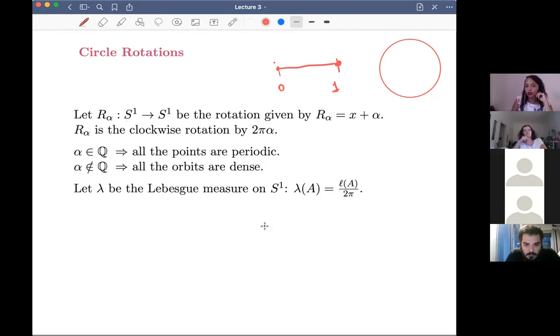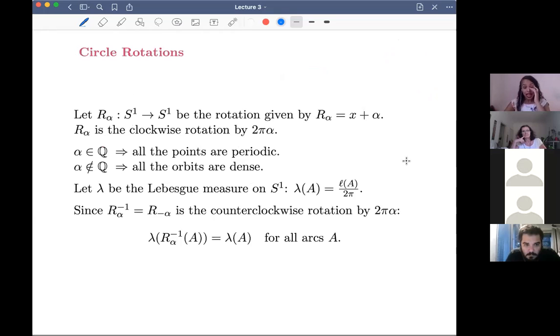So the Lebesgue measure on the circle is simple. You choose an arc, and the measure is the length of the arc divided by 2 pi. Because the arc is going to be some multiple of 2 pi, and you want it to be a probability, it has to be between 0 and 1. So divide by 2 pi. Generically, it's just the length of the arc.